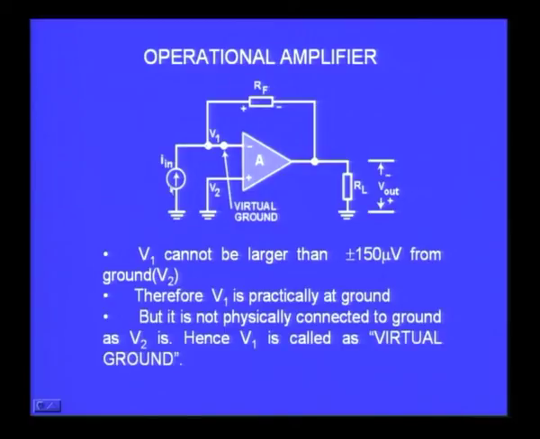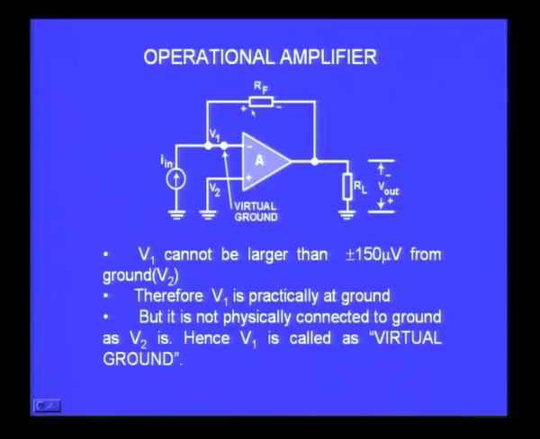Now I am sending a current into this virtual ground point, and because there could not be any current through the op amp, that is also we have seen the bias current is going to be very very small. Therefore the entire current which comes to this node will have to flow only through the feedback resistor.